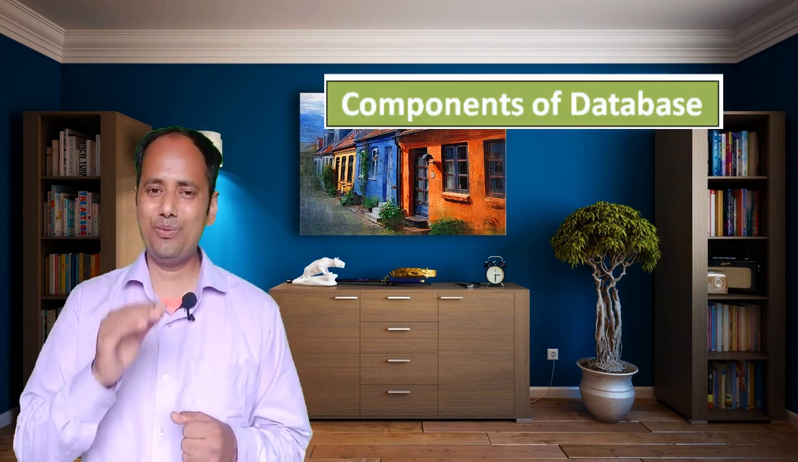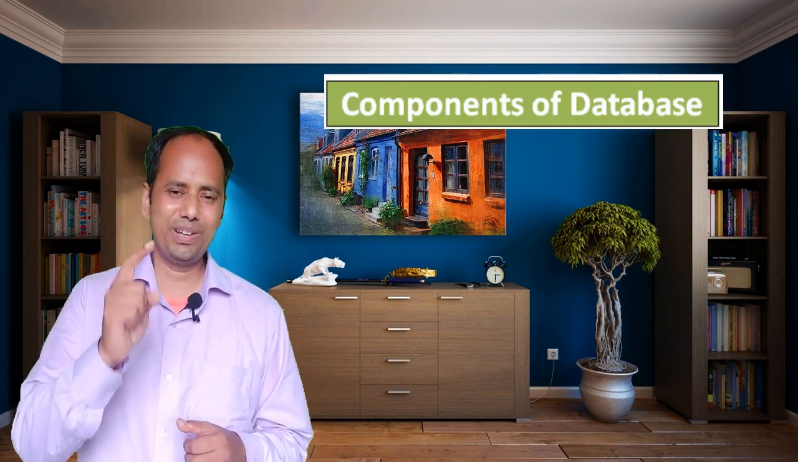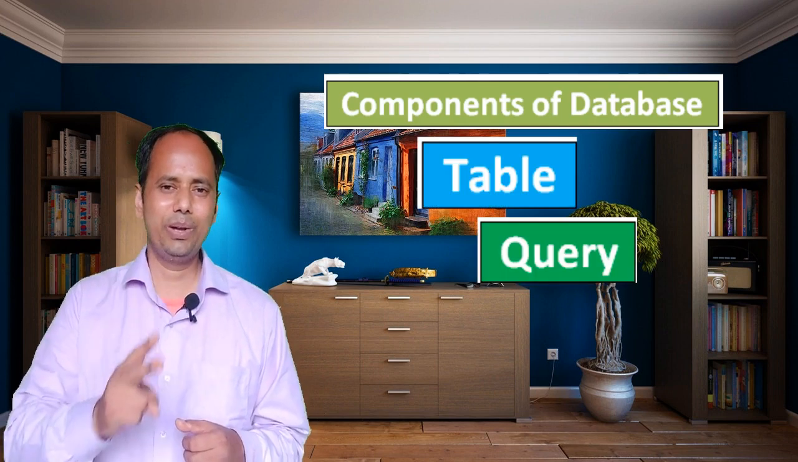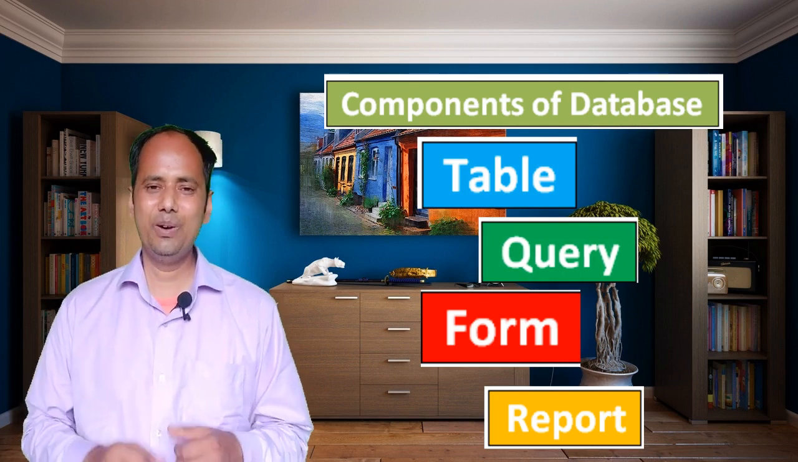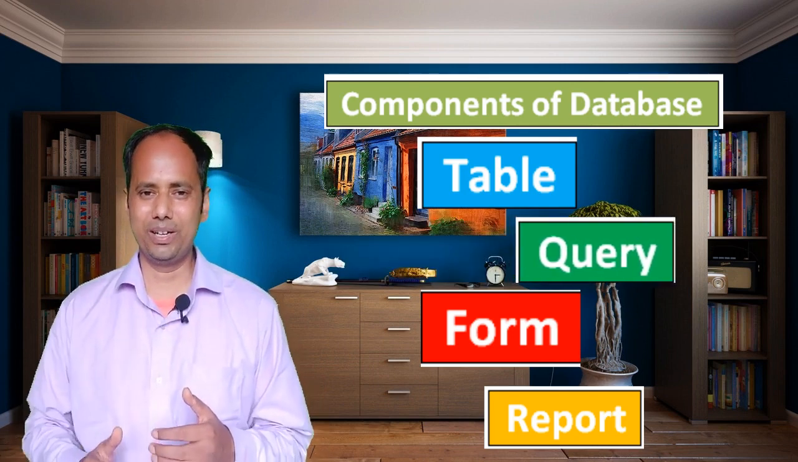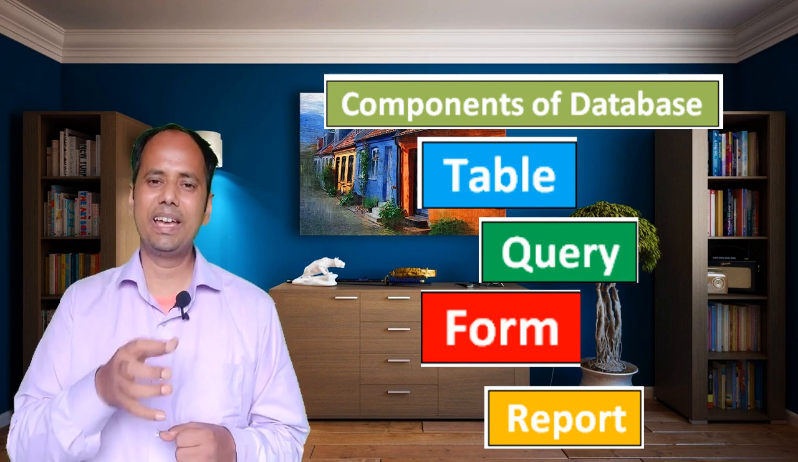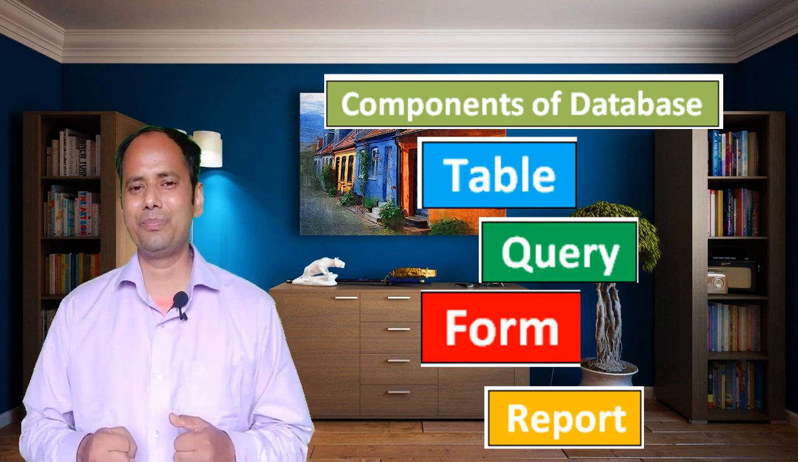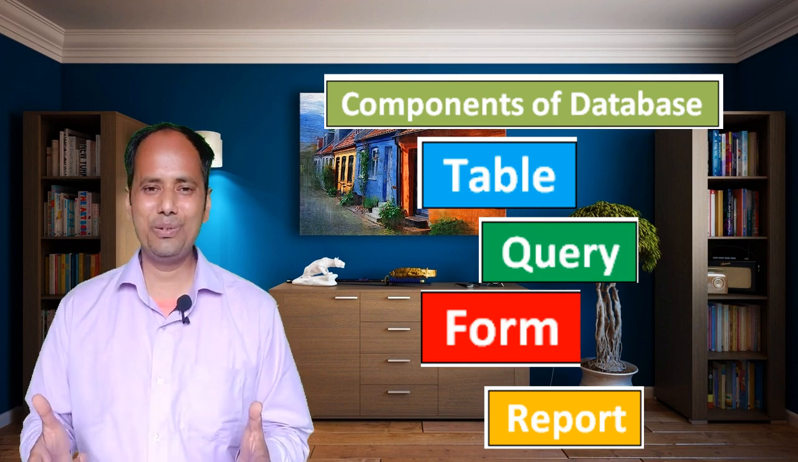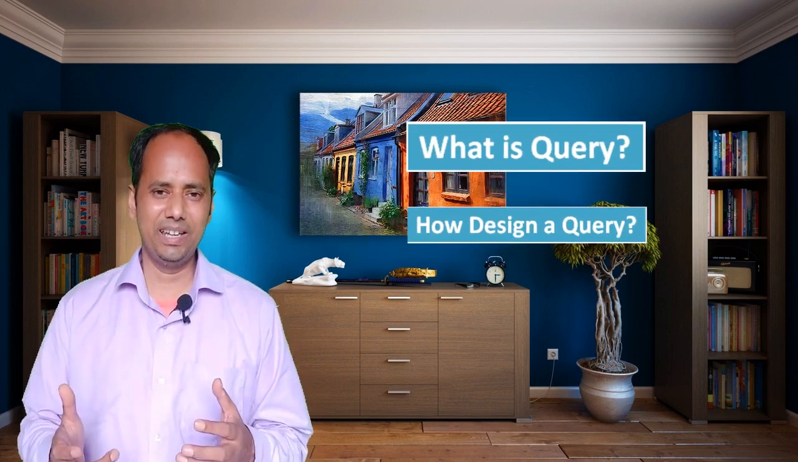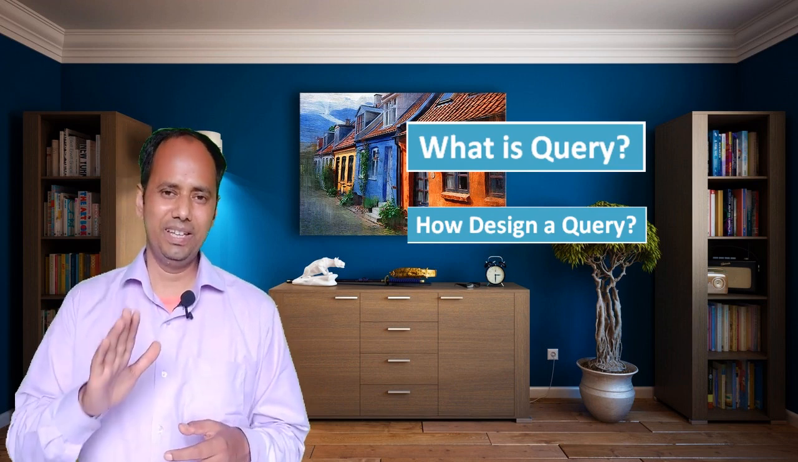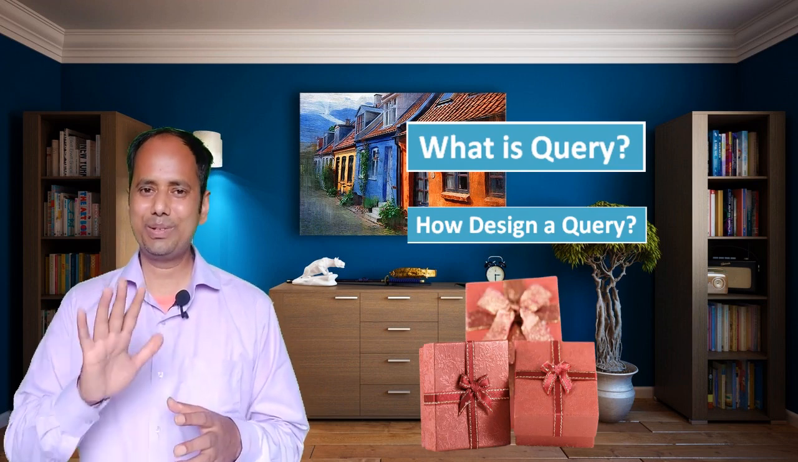As you know, there are 4 components in a database. First one is a table, second one is a query, third one is a form, and fourth one is a report. So here we will use the query component. Query means inquiry, getting information from a table. Today we are going to discuss what is a query, and second, how we can design a query. And one more thing, there is one bonus for you, so stay with us.